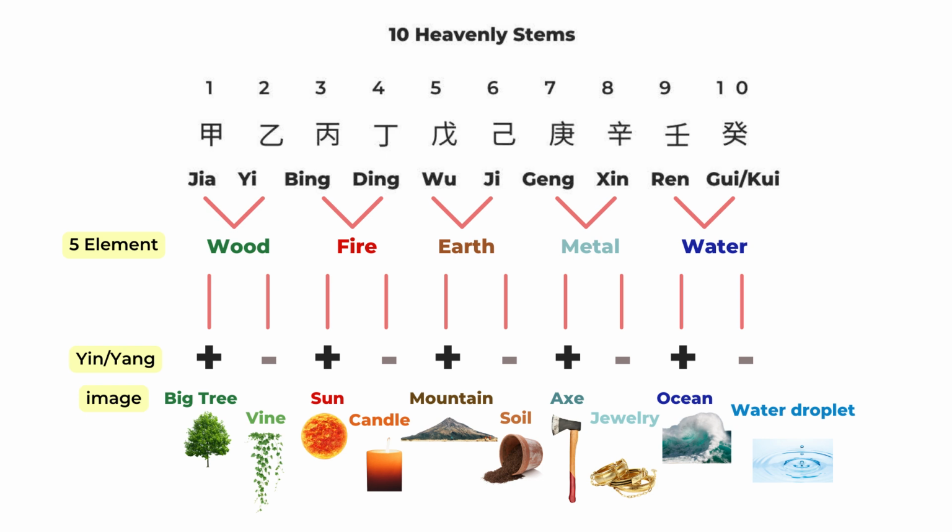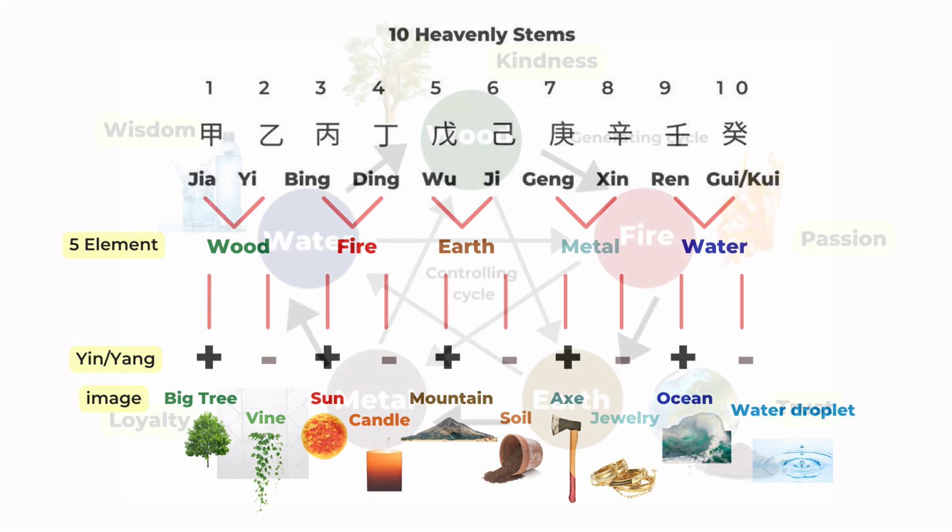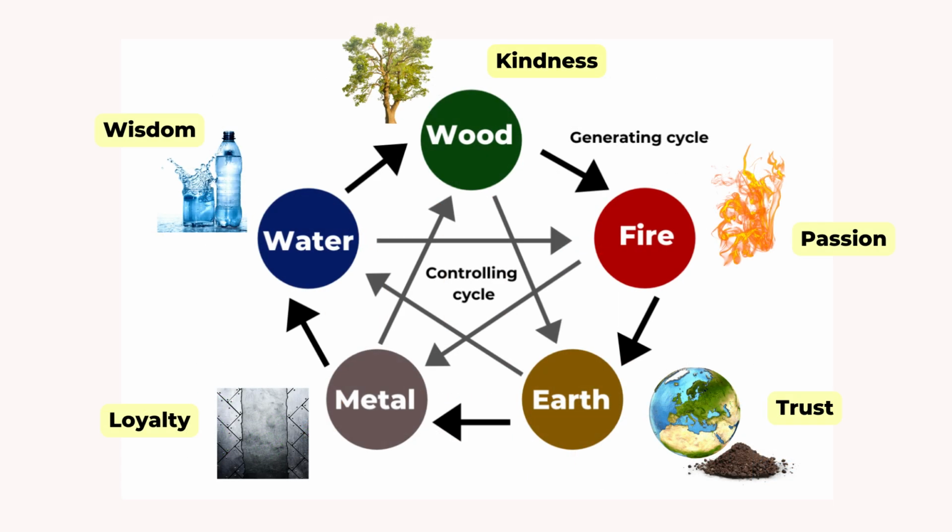So that's the 10 different personality types based on your birthday and the 10 heavenly stems. Now you know your 5 elements. You can compare with other people. Different 5 elements will have different relationships. And you can use a 5-element relationship chart to see more detailed interactions.